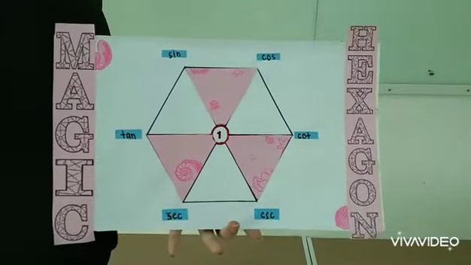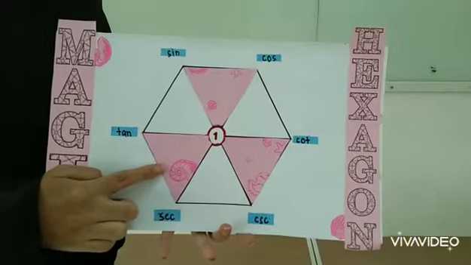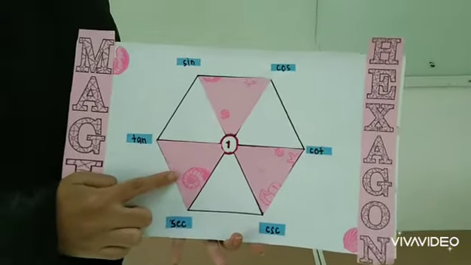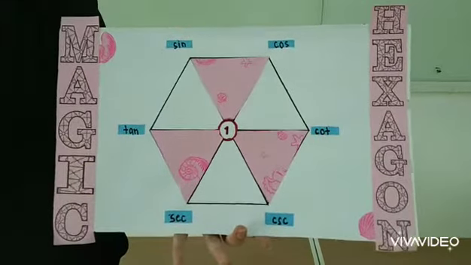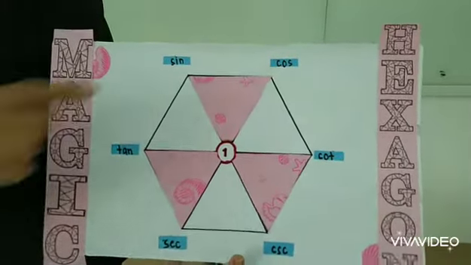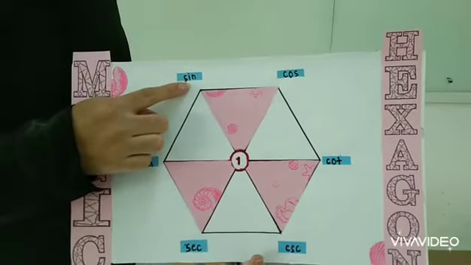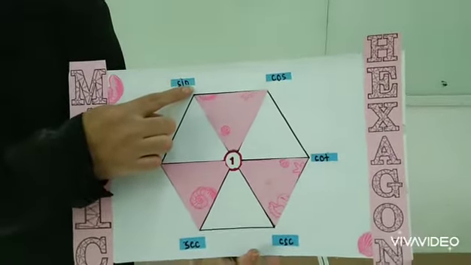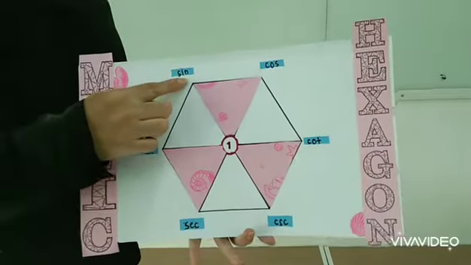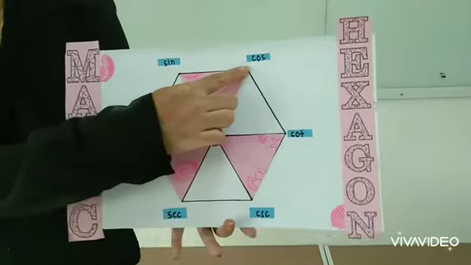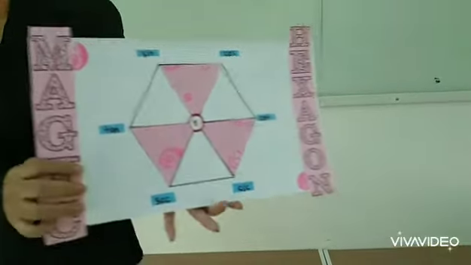For the Pythagorean identities, look at the shaded triangle and read it from top to bottom. So if we are going to start with sine squared theta, reading it from top to bottom, sine squared theta plus cosine squared theta is equal to 1.